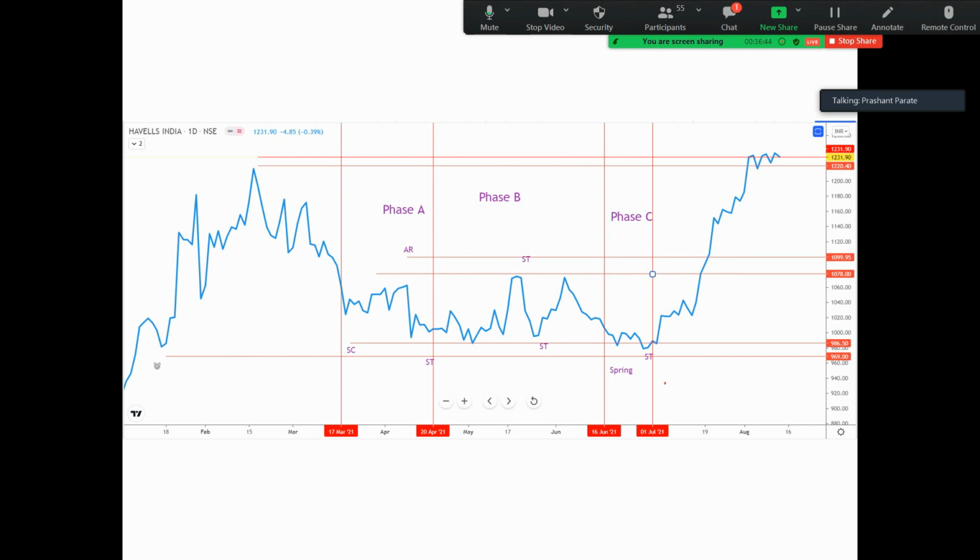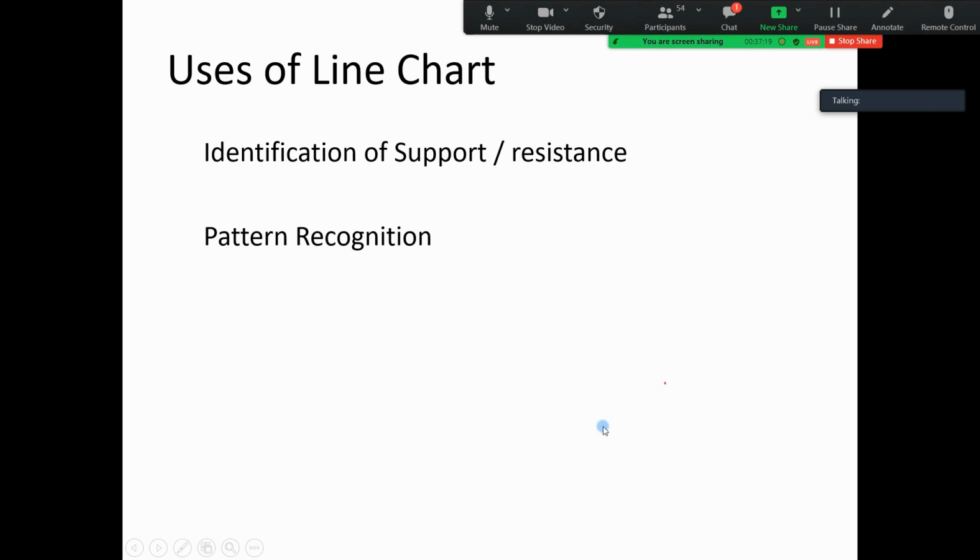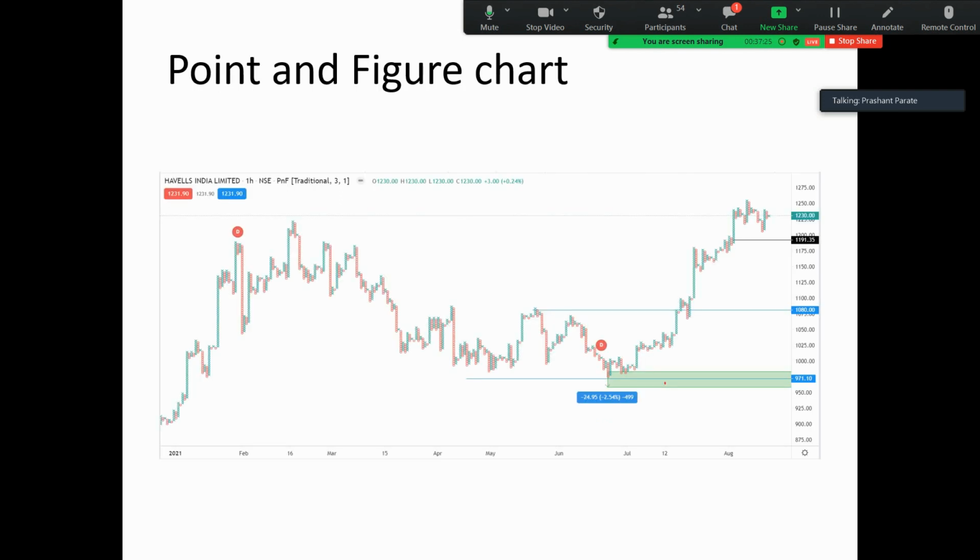So this is a kind of line chart. We can see the same chart of Havells where a spring was formed at this place, but in this chart there is no spring on the line chart. So the interpretation of line charts is different. Mostly large institutional investors may be using it, but it is not a very good chart to be used for analysis by retailers. It can be used to identify whether a stock is moving up, moving sideways, or moving down, but it is a less elaborate chart. It can be used for identification of support, resistance, and sometimes pattern identification and trend identification.